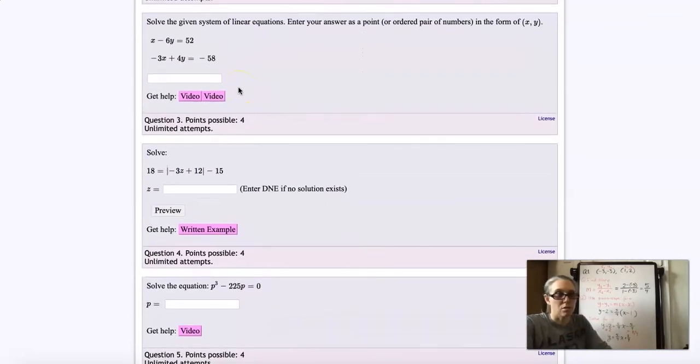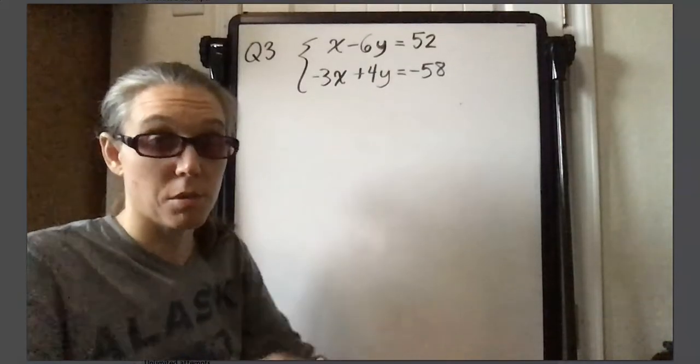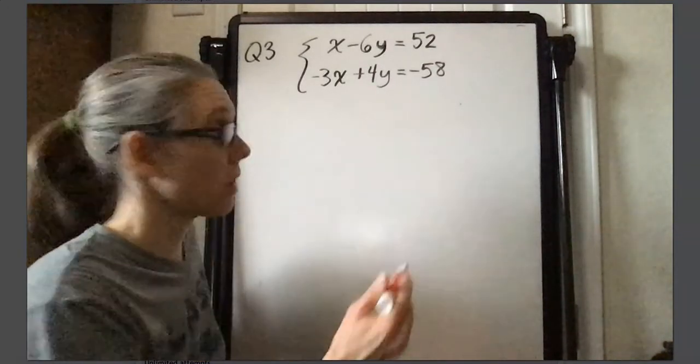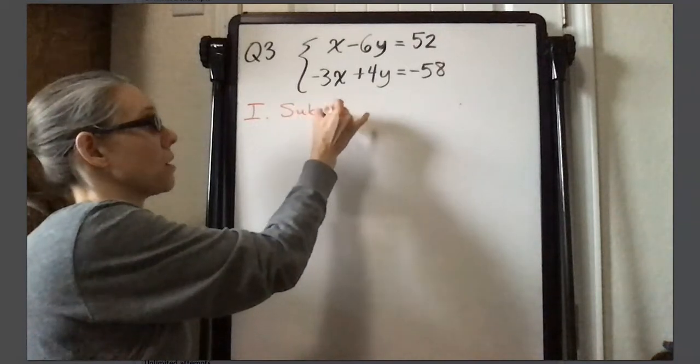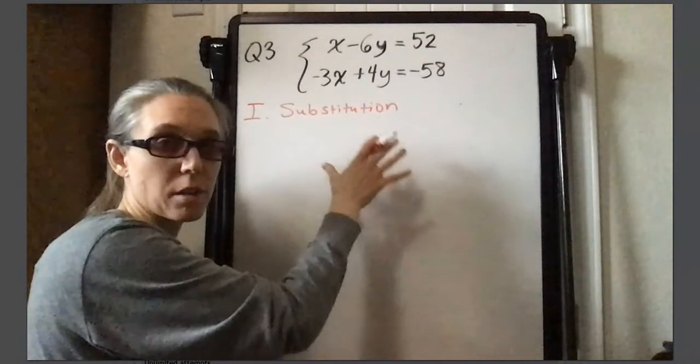Now, question number 3 is also a system of linear equations, but you're going to solve it algebraically. So let me get question number 3 up here on the whiteboard. Okay, here's question 3. We are solving the system of equations algebraically. I'm going to show you 2 different methods. So method number 1 is using substitution. If you use substitution, what you have to do is get one variable by itself.